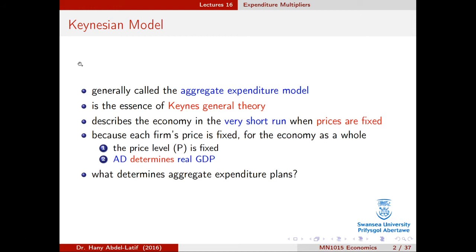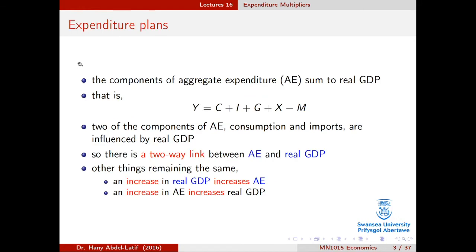The basic idea of this lecture is the Keynesian model, which sometimes we call the aggregate expenditure model. This is related to the very short run, when we assume prices are fixed. If that is the case, then the aggregate demand will determine the real GDP. That's why it is important for us to understand what determines the aggregate demand.